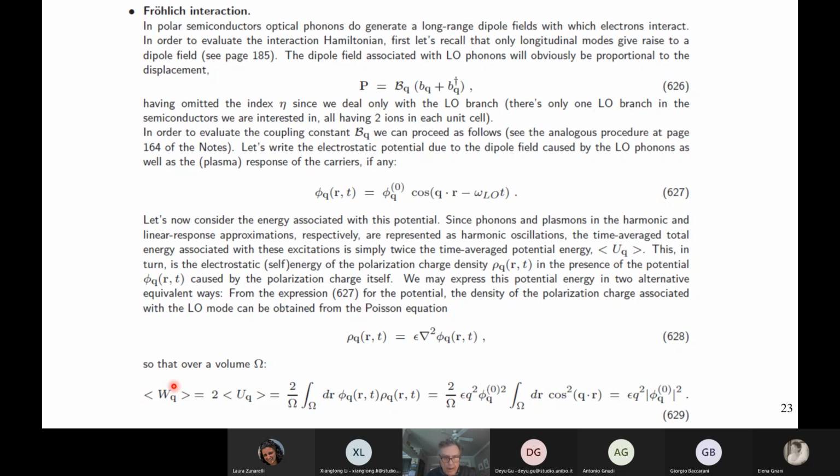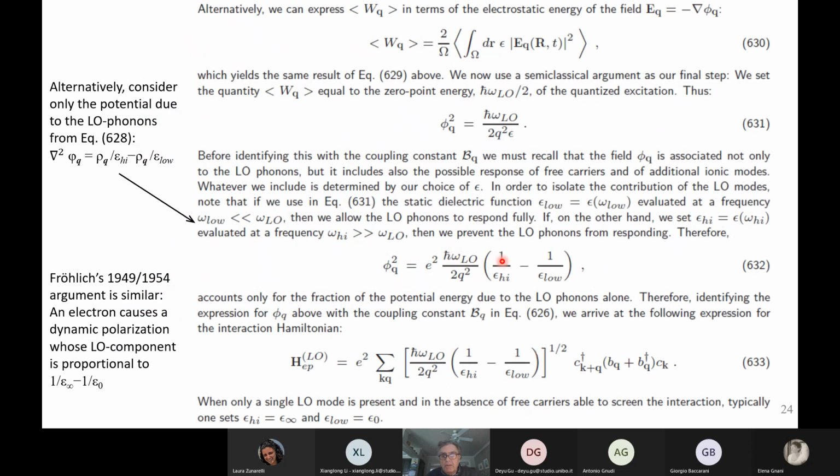Let's set this equal to 1/2 h bar omega LO, which is the ground state energy of the harmonic oscillator that oscillates with this particular frequency. And then we find that the square of the amplitude of the potential, which is my scattering potential, which is what will go into the polarization that we want to use to couple the electrons with this particular excitation, will be inversely proportional to q square, and then to this 1 over this epsilon bar, which is this effective dielectric constant, inverse dielectric constant.